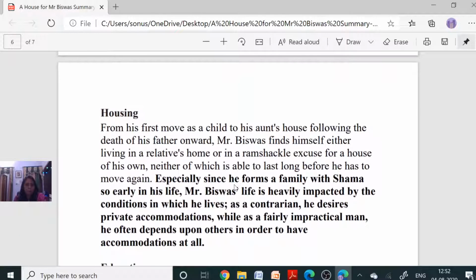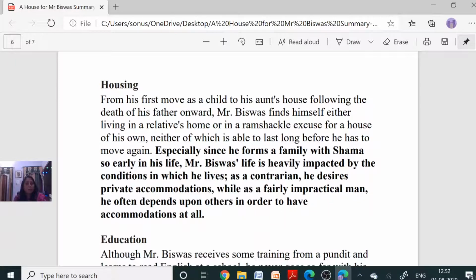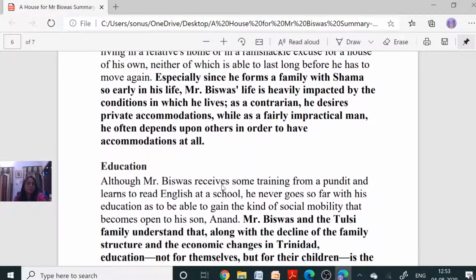You have the theme of housing, where you find that Mr. Biswas is married to Shama so early in his life, and then his life is heavily impacted by the conditions in which he lives. As a contrarian, he desires private accommodation, while as a fairly impractical man, he often depends upon others in order to have accommodation at all. So on one hand he just wants his own privacy, and on the other hand you find him depending upon others for his accommodation. So housing is a major element in this.